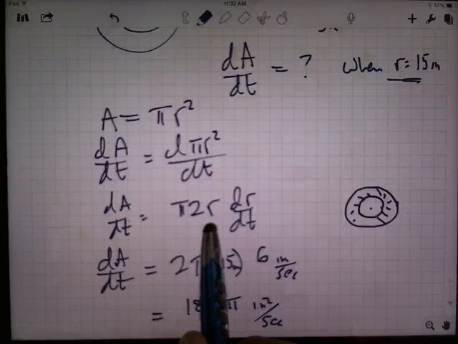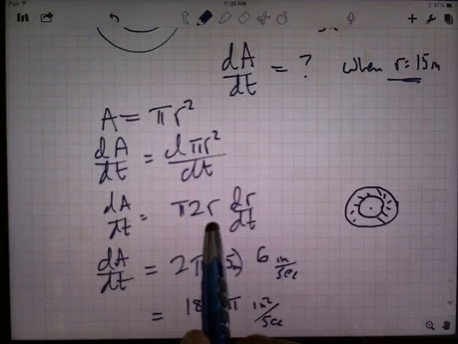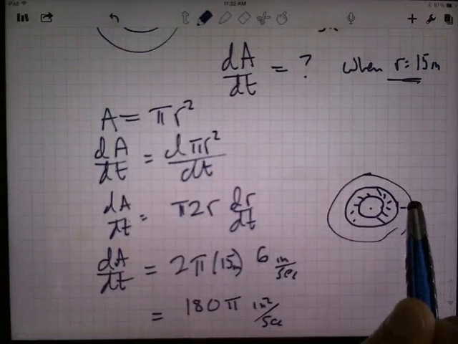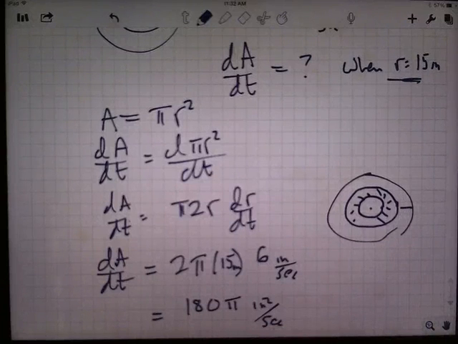So dA/dt is related both to dr/dt and to r, because bigger r's are going to give you bigger amounts of area for the same change in the radius. Anyway, there is the expanding ripple problem. We will look at some others in subsequent videos.